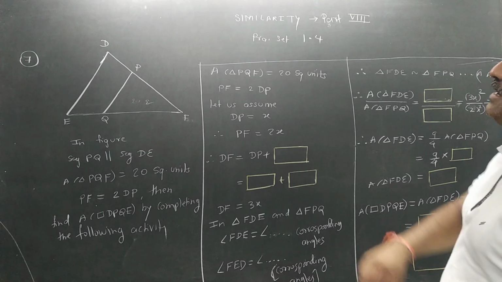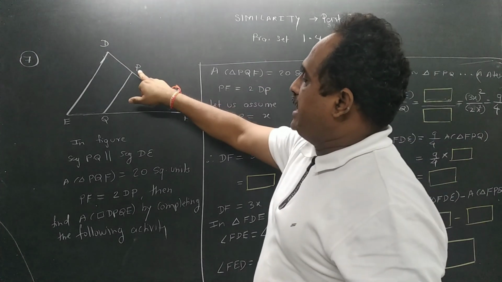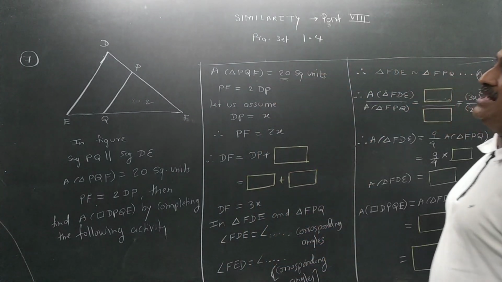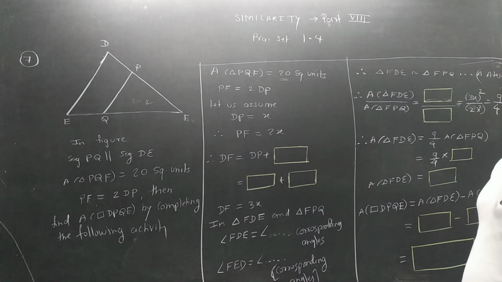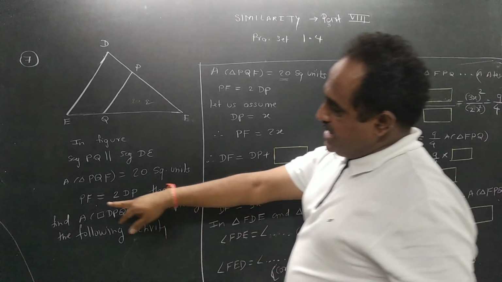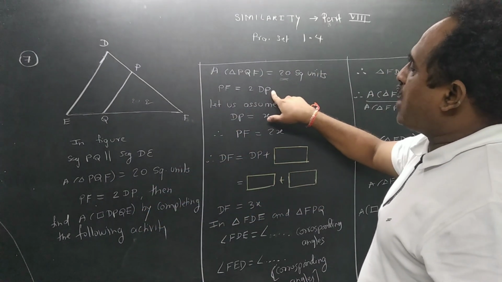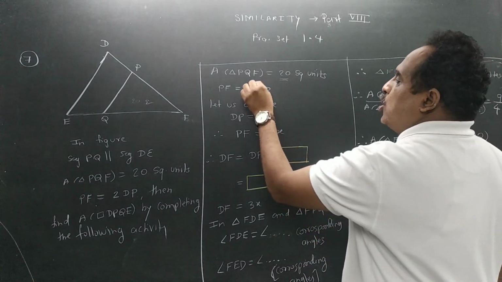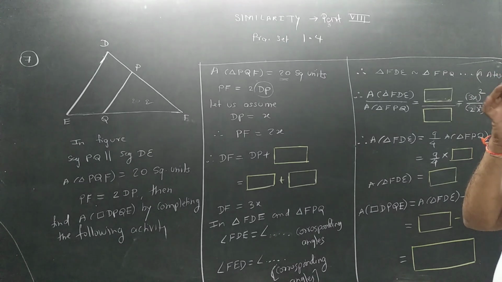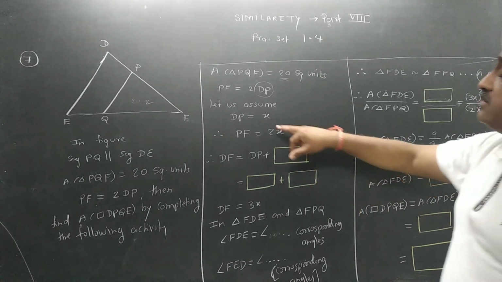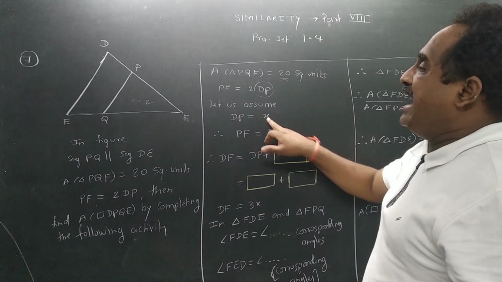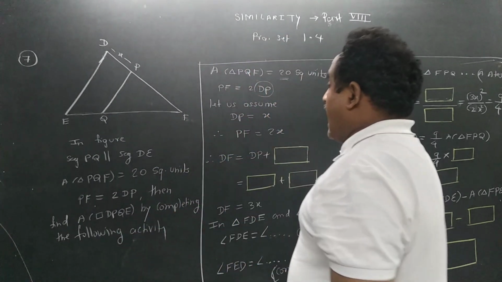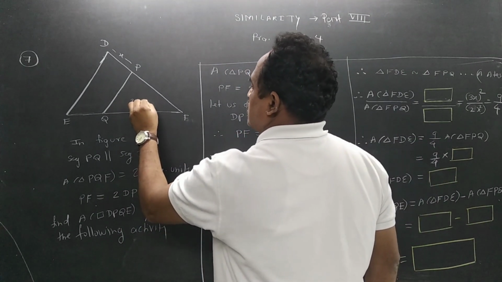तो फर्स्ट ऑफ ऑल इन ट्राइंगल PQF, this question they have given its area is 20 square centimeter. They have given that PF is twice of DP. तो इस तरह से जब दिया रहता है, then we are going to consider DP as X. So let us assume DP is X. So this value of DP is X. You got it? And okay, we'll write 20 square unit.